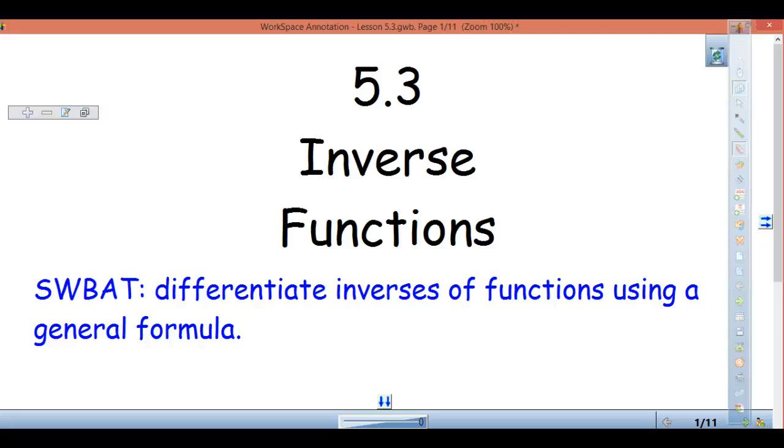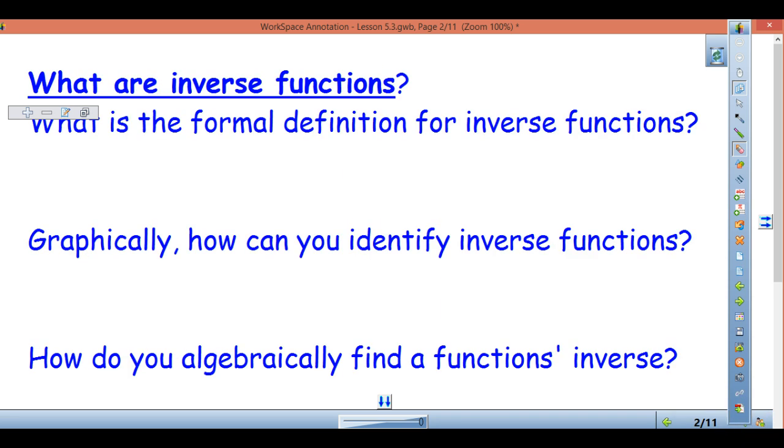In this lesson, we will be talking about how to differentiate inverse functions, both in a generic way and at specific points. But before we get started, we want to discuss and review what inverse functions are and some other facts about them. So inverse functions, as you may recall, are two functions where you switch the inputs and outputs.